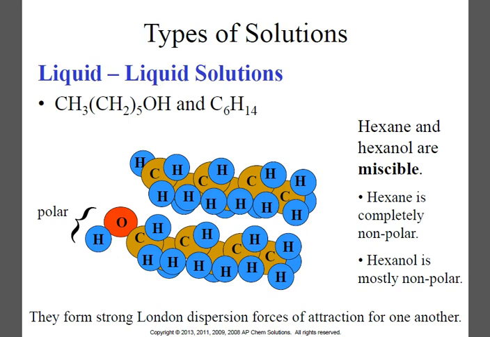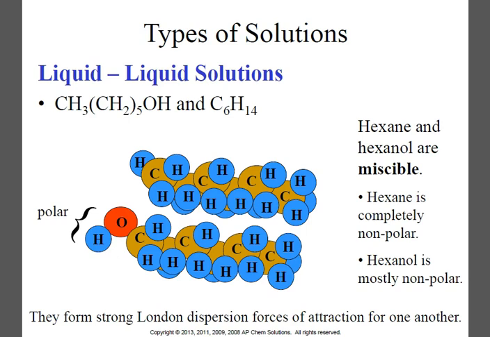All right, still dealing with liquids and liquids, we now have hexanol and hexane. So you see that they both have a long carbon chain. Now hexanol has that OH group, so that has some hydrogen bonding, but because they both have that long carbon chain, they both can form strong dispersion forces. So those strong dispersion forces will interact with one another, and those two are miscible. Not only are they soluble, but they're miscible. You can add an infinite amount of one of those to the other because of favorable intermolecular attractions.